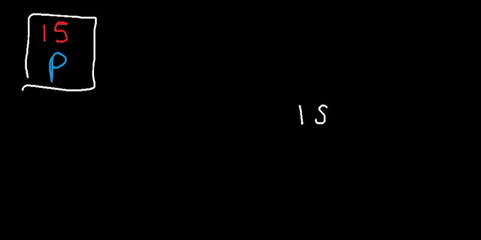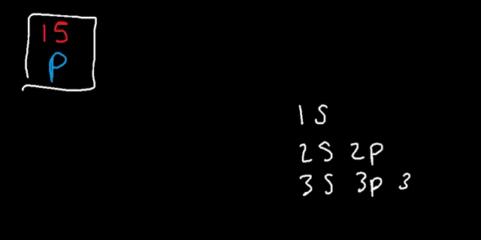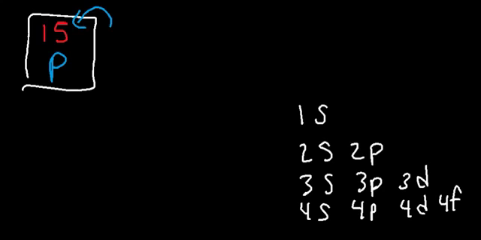Now, the first energy level only has 1 sublevel. The second energy level has 2 sublevels. The third energy level has 3 sublevels, so 3s, 3p, 3d. The fourth energy level has 4 sublevels. So let's say if you want to write the electron configuration for phosphorus. The exponents have to add up to the atomic number. Now keep in mind, S can hold up to 2 electrons, P can hold up to 6, D can have up to 10, F can have up to 14. And we're going to write it until the exponents add up to 15.